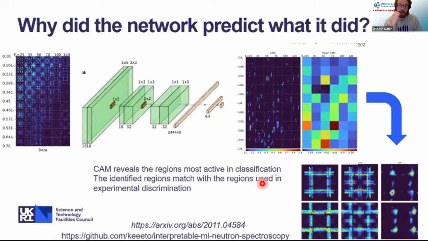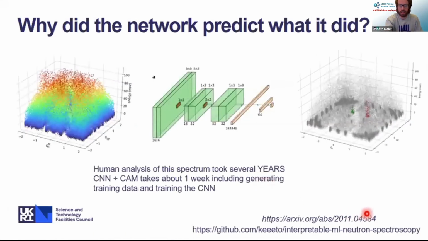And the nice thing is that actual classification and finding that region of the spectrum in the first place is something that actually took in total several years to do. I mean, this is the kind of thing where you can at least get a thesis chapter based on the interpretation of one of these experiments. It's so involved and complex. Whereas when we use our convolutional network and class activation maps, and this includes generating the simulated data and everything, it took about 1 week to do the interpretation.